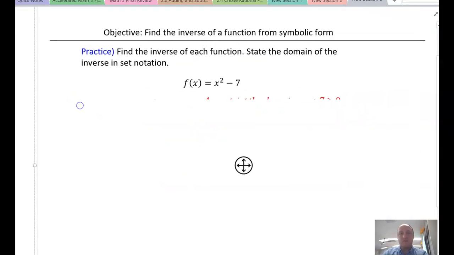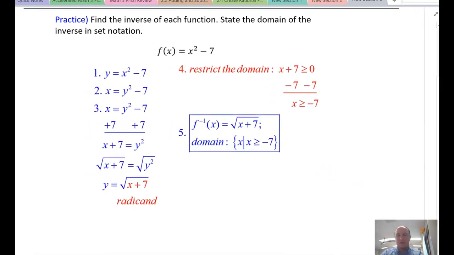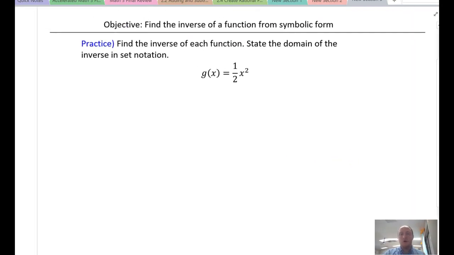Please go ahead, pause the video, try this example, and then check the answers here. Okay, here are your answers. Did you get it? All right, one more. Here you go. Last example for quadratics. Okay, hopefully you found the answer, and here is the solution.